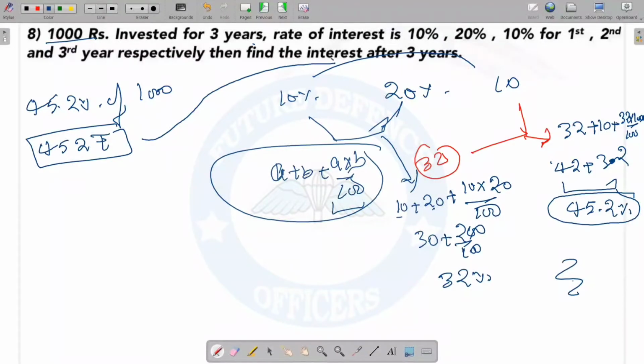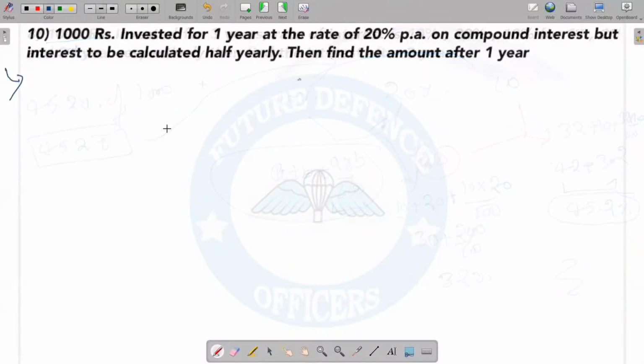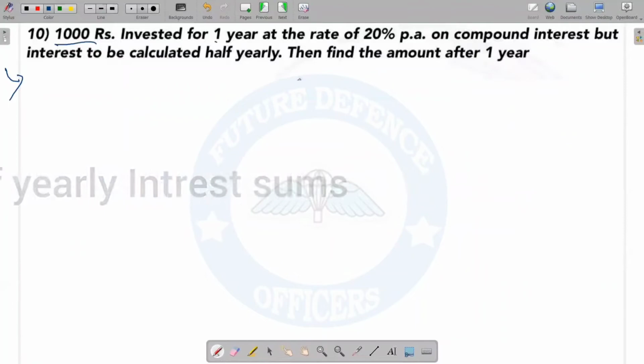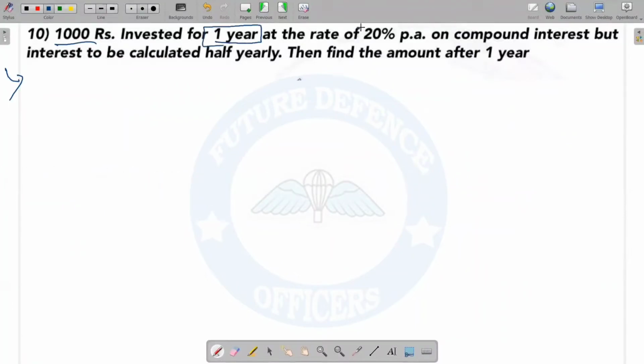So we will not use the formula, we avoid formula, but the question can't avoid it. Let's do one more question. 1,000 rupees invested for 1 year at the rate of 20% compound interest per annum. Here per annum means compound interest, but interest is to be calculated half yearly.